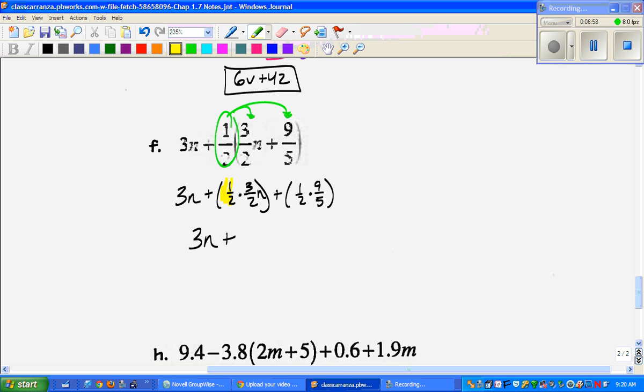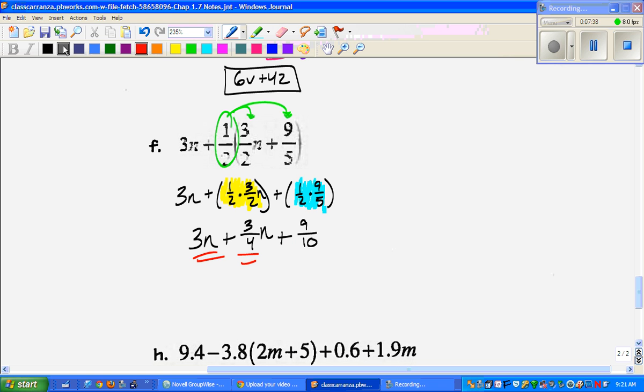So let's take a look at our first fraction. We are multiplying, so we can go straight across. 1 times 3 is 3. 2 times 2 is 4. N plus 1 times 9 is 9. 2 times 5 is 10. Now, what are like terms? Same variable, same exponent. That's what those are.